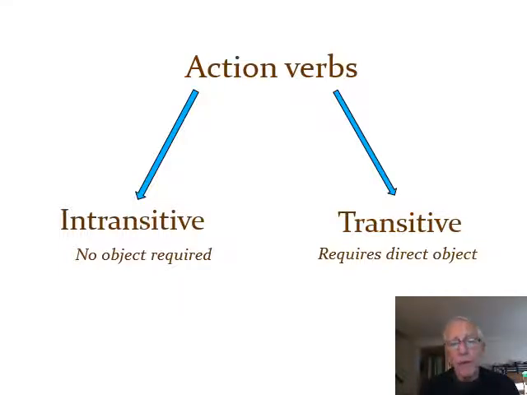However, a transitive verb requires an object. If you were to say, for example, Miguel threw, well, there's a subject and a verb, but it doesn't make sense. Threw what? Oh, Miguel threw a ball. The ball is a direct object. So a transitive verb requires an object to make good sense. So we have intransitive, which is not transitive, the most common, and transitive, where in all cases a direct object is required.